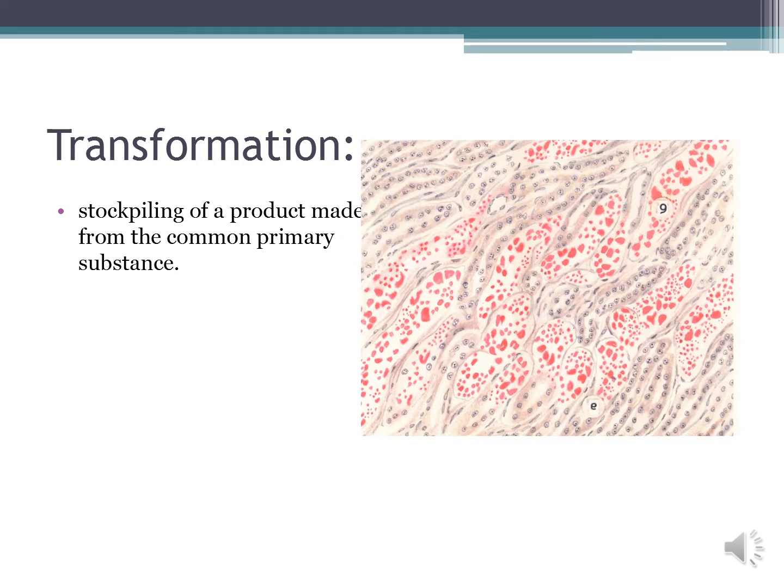Transformation is a stockpiling of a product made from the common primary substance. For example, here you see a picture of the kidney tissue. You see tubules with pinkish-reddish accumulations of glycogen.